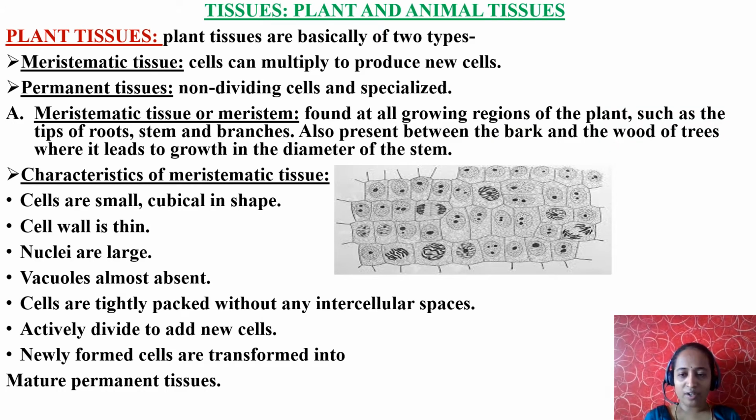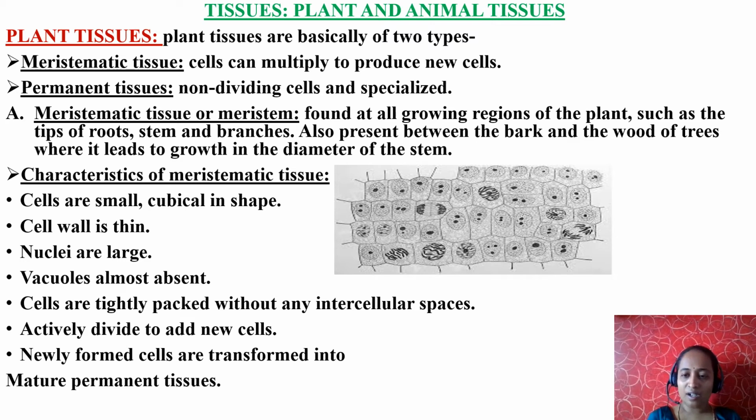Last class we have already discussed what is meant by cell. Cell is a structural and functional unit of life. What is meant by tissue? A group of similar cells or dissimilar cells which function together make up a tissue. A group of tissues forms an organ. A group of organs working together forms an organ system.